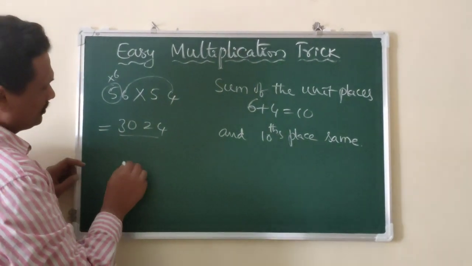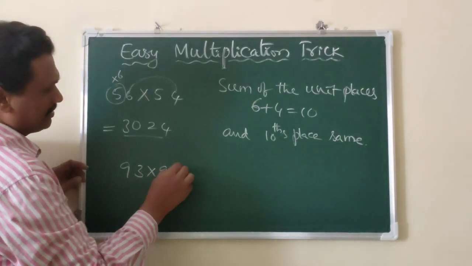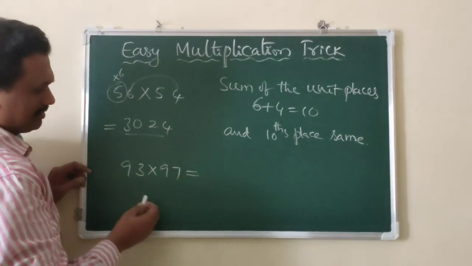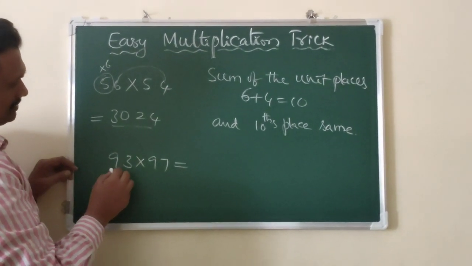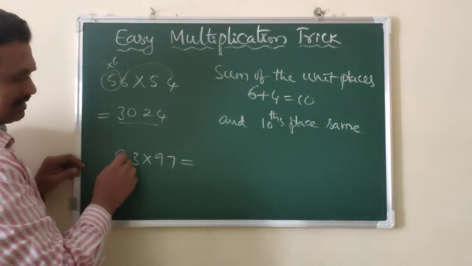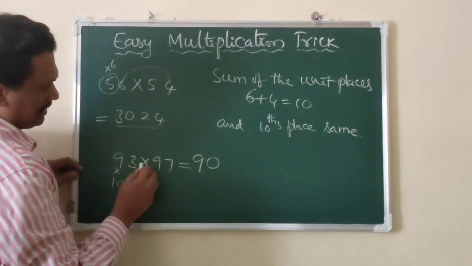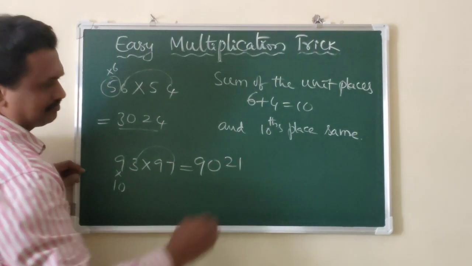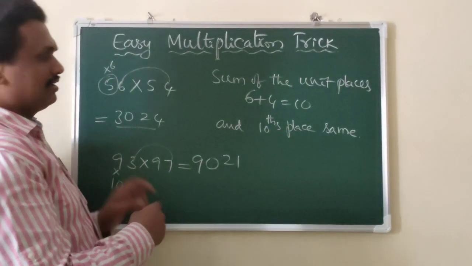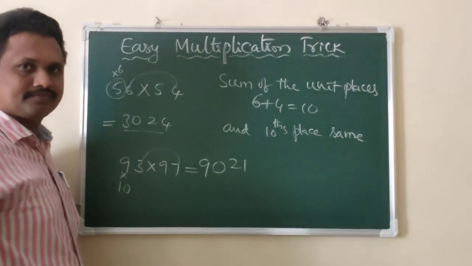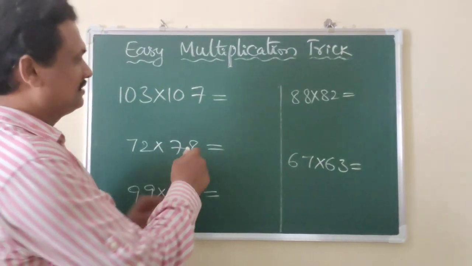For example, we have 93 into 97. Second example, observe here. First 9, after 9 the next number is 10. 9 10s are 90. Next 3 7s are 21. That's all. Like that, friends, very easy. I will explain some more examples.